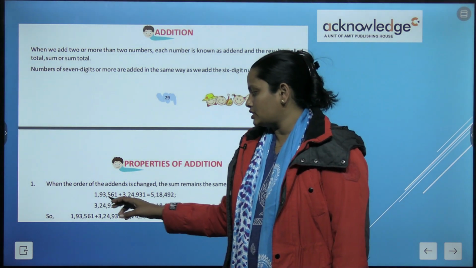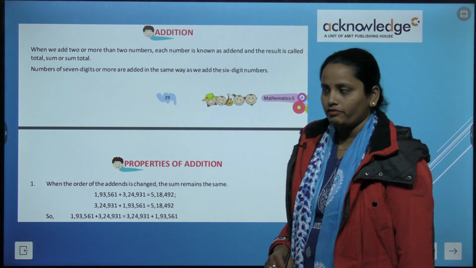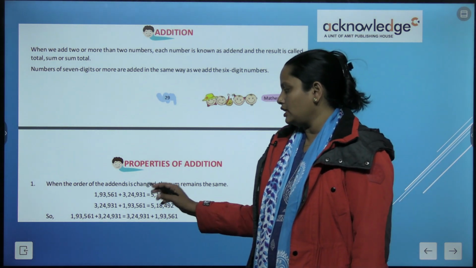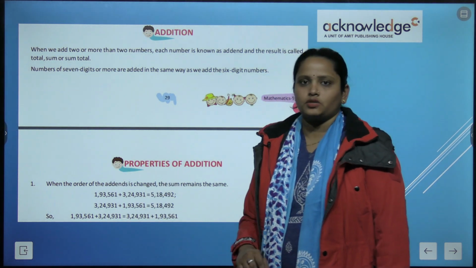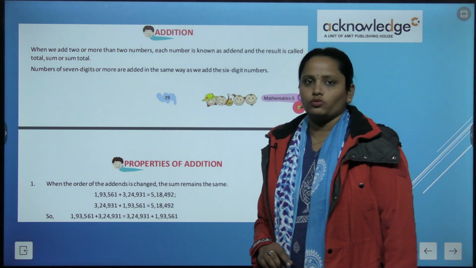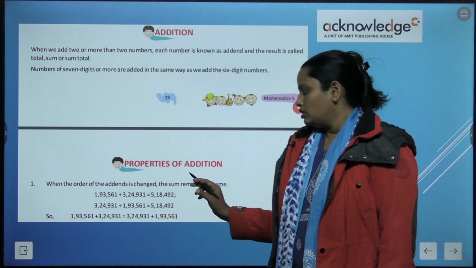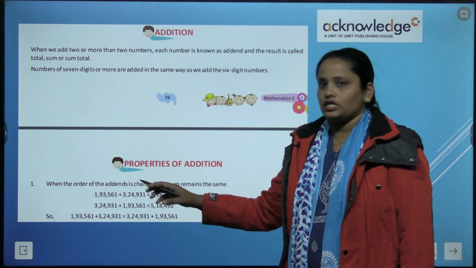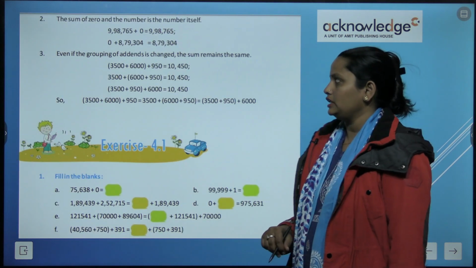For example, this is the first number and this is the second number. दोनों को add करने पे answer is 5 lakh. अब हमने क्या किया? 3 lakh को 1 lakh की पोजीशन पे रख दिया और 1 lakh को 3 lakh की पोजीशन पे रख दिया. दोनों addends की पोजीशन को change कर दिया. Then also we get the same answer. So if we interchange their places, then also both are equal.